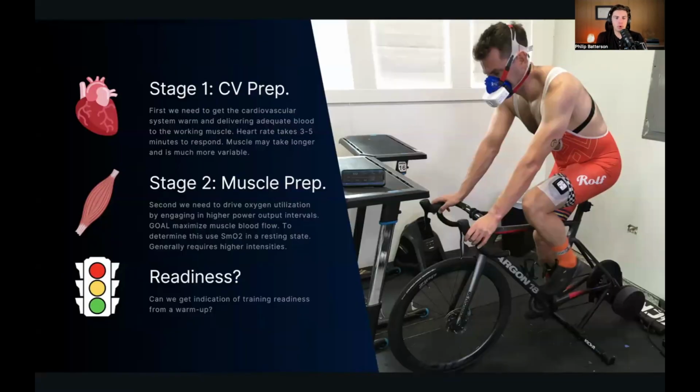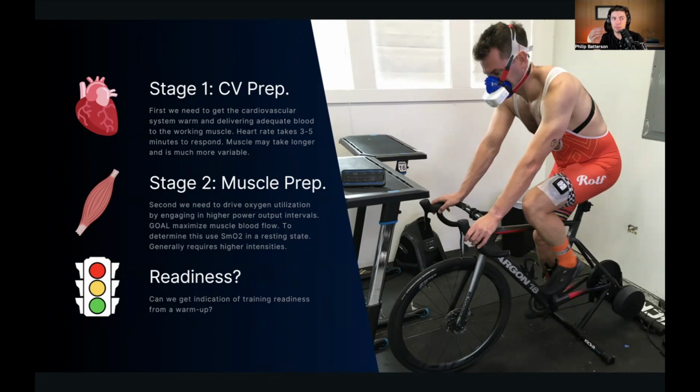So the way that I approach warm up is in two stages. The first stage is the cardiovascular preparation stage. That's just what I'm calling it at this point. And the first thing we need to do is get the cardiovascular system warmed up and delivering adequate blood flow to the working muscle. And typically, heart rate takes 3 to 5 minutes to respond to exercise.